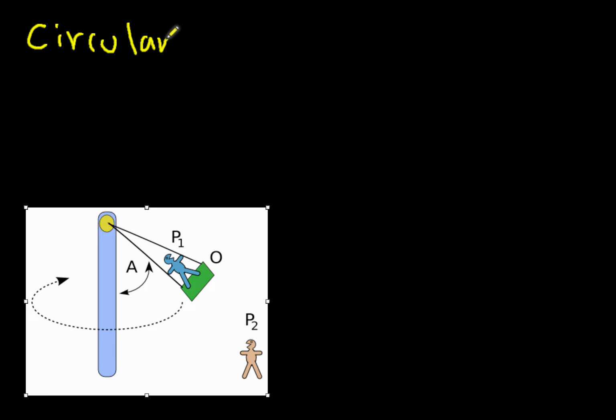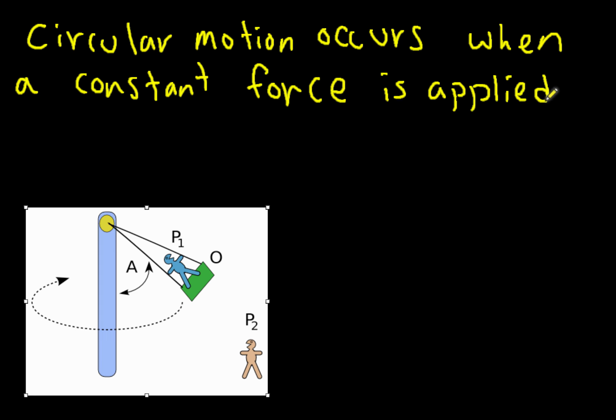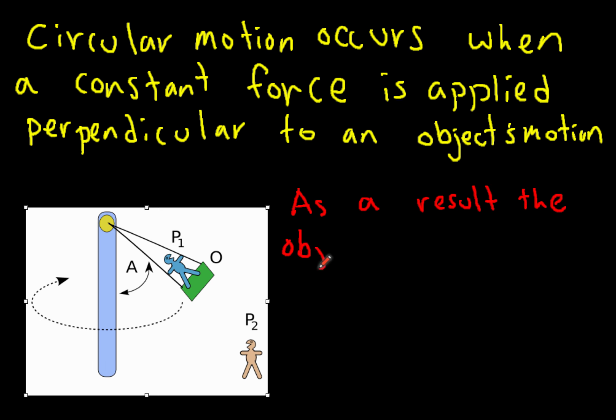Circular motion occurs when a constant force is applied perpendicular to an object's motion. As a result of this perpendicular force, the object moves in a circular path.